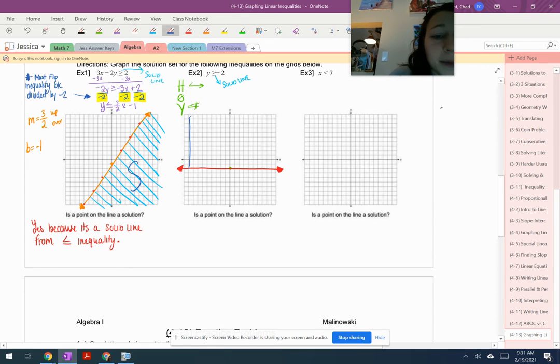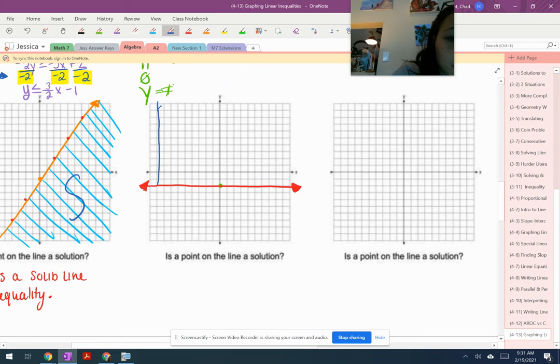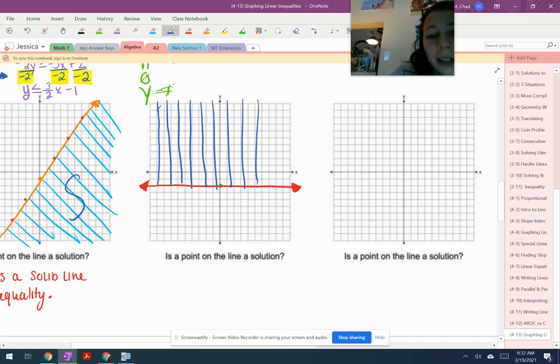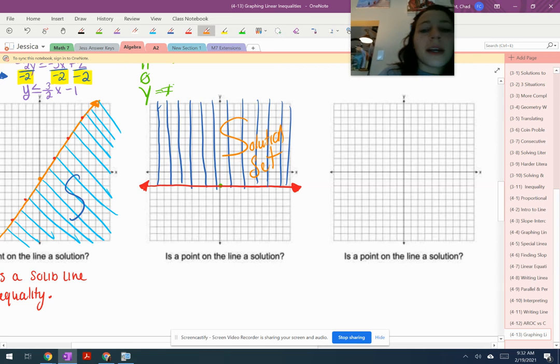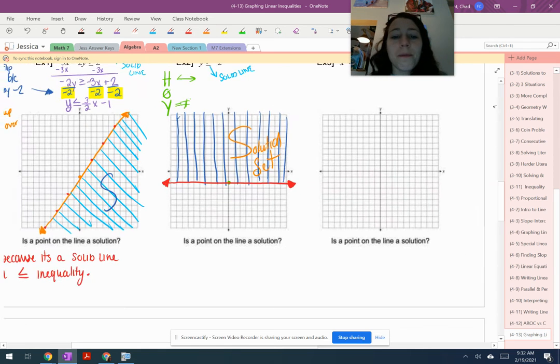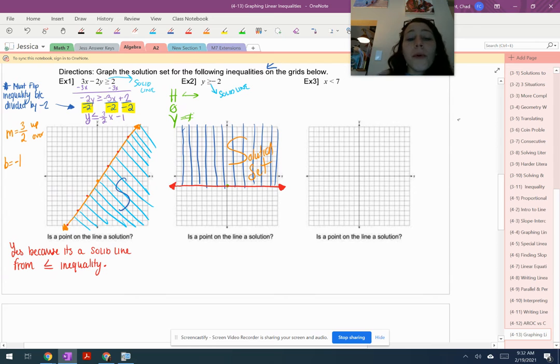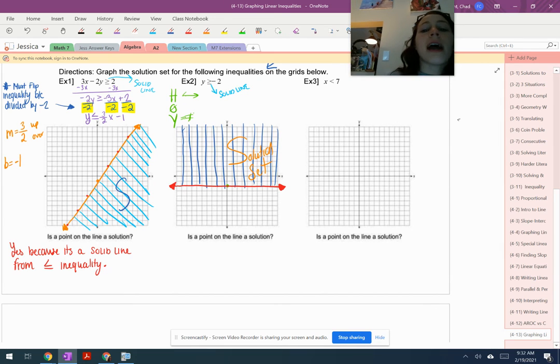Again, going right from the line. It's a little bit easier if I zoom in. And going all the way through the entire graph. Not so important if these lines are straight, because again, these are just shadings. And I'll mark that with a big S for solution set, so we know what that S stands for. So again, any point inside the shaded area is a solution to that inequality.